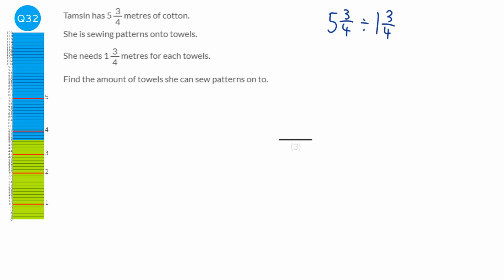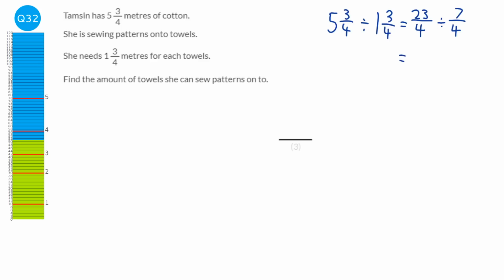So first thing we're going to do is convert them to top-heavy or improper fractions, because at the moment they're mixed numbers and we can't divide or times if they're mixed. So we times the 5 by the 4 and add it to the top, which will be 20, and then add it to the top 23, and then do the same. 1 times 4 is 4, plus it to the top is 7 over 4.